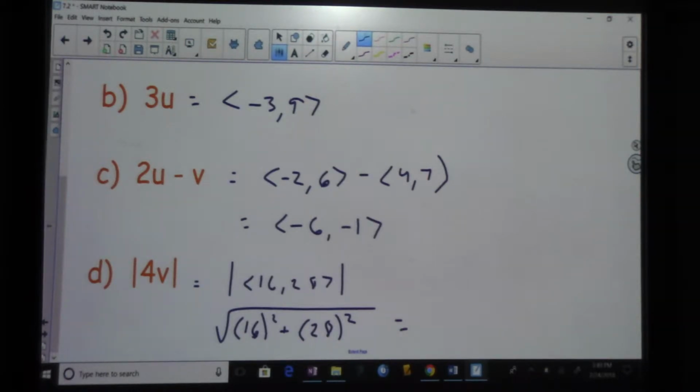That's pretty big. I'm going to grab my calculator really quickly. Some of these are calculator active, some are not, so make sure you check.